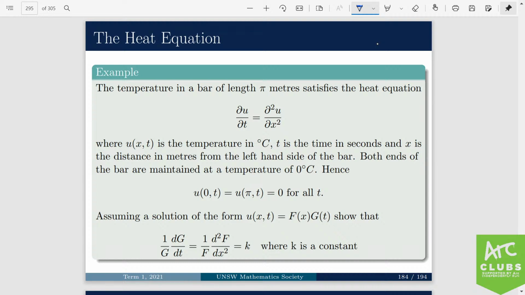Hence, this is one end of the bar, and that's the other end of the bar, so both ends are 0 for all t. And then, assuming that this is the form of the solution, we're going to show that this expression is true. So the way this question has been done is it does some of the work for you in that it guides you through the solution.